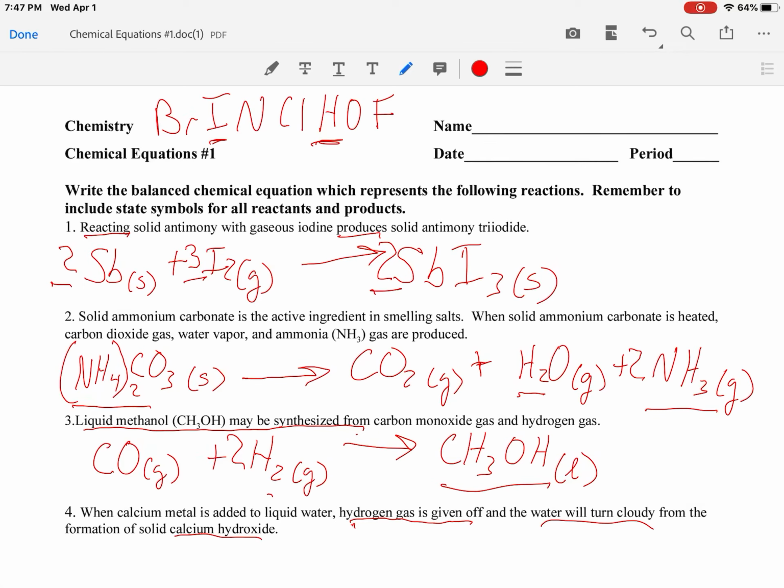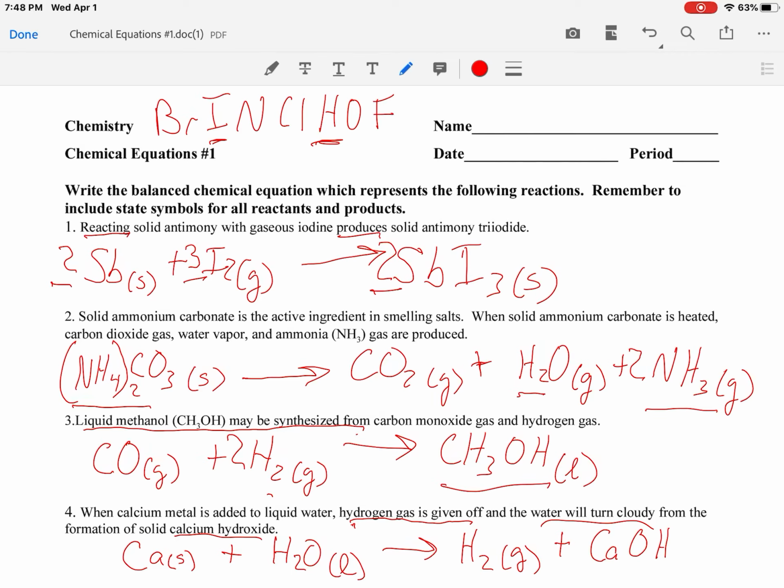So again, when we identify those reactants and products, look for those context clues. Calcium metal, that's going to be a solid, right? And added to water, liquid water, so that's going to be L. And our products: hydrogen gas is given off, right? Again, hydrogen's a Brinkelhoff, so we have to have H2, and the other product is that cloudiness, which comes from that calcium hydroxide. And remember calcium, and we've got hydroxide here.